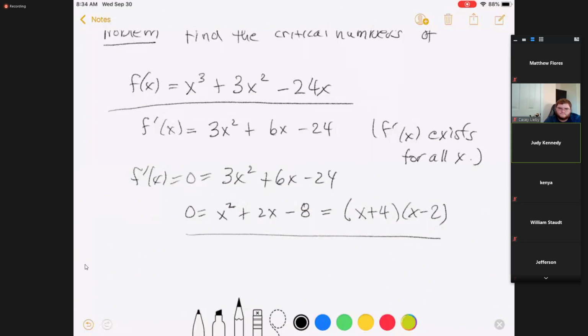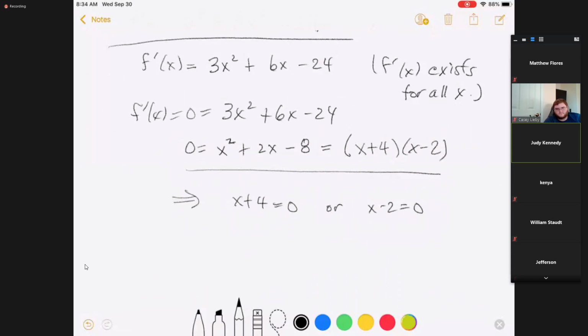Because if I've got a product of two things equal to 0, that means that either x plus 4 is 0 or x minus 2 is 0. A times B is 0 means A is 0 or B is 0. Now, this doesn't work for other numbers. A times B is 1 doesn't mean that A is 1 or B is 1. 0 is kind of important here.